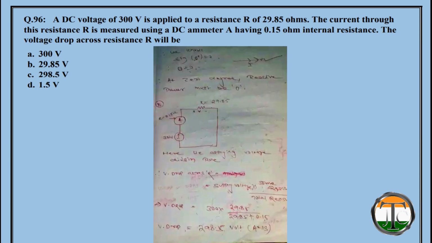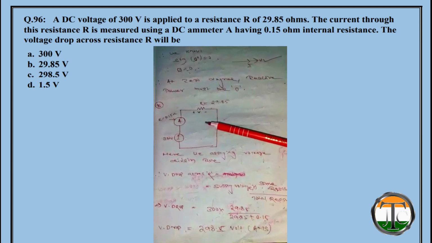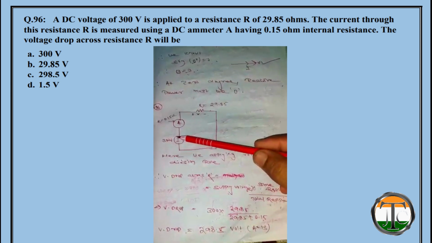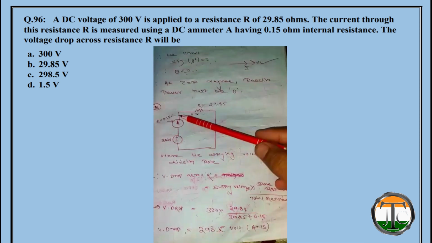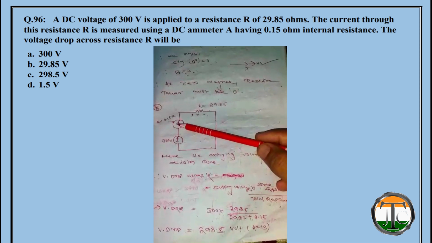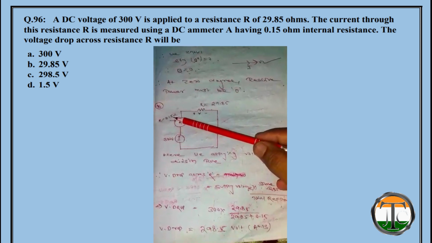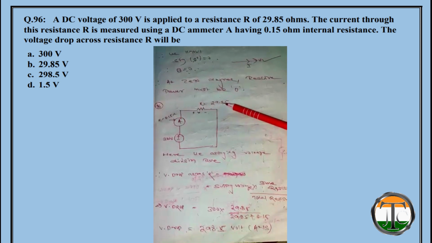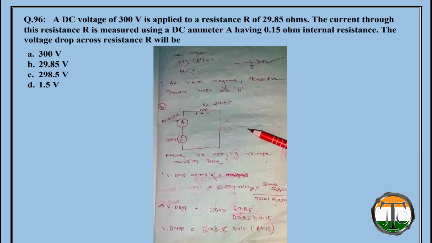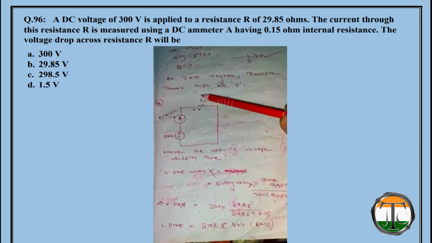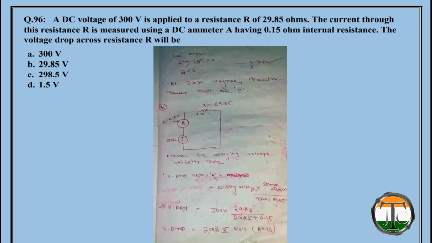So here in the question, a circuit is given. The circuit has a voltage source, and an ammeter is connected in series. This ammeter's internal resistance is 0.15 ohm, and a resistance is connected. This resistance value is 29.85 ohm, and the question asks us to find the voltage across this resistance.